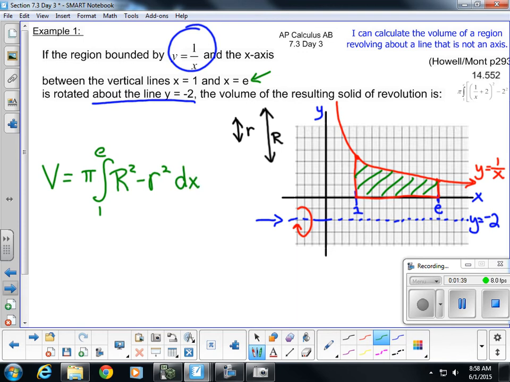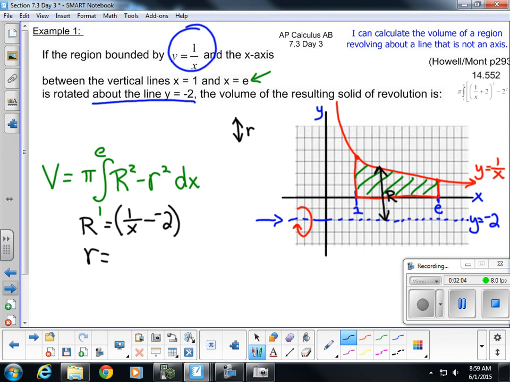So let's take a look at what is our big R. Our big R is going from our curve all the way down to -2. So we calculate that big R by, remember we subtract top to bottom to get the areas. So we have 1 over x minus -2. That is going to be equal to our big R.